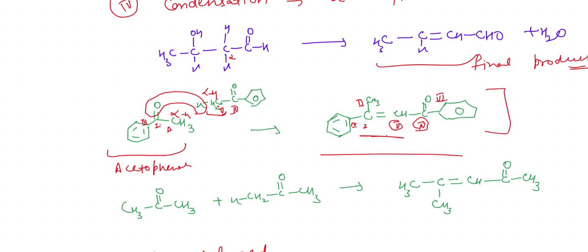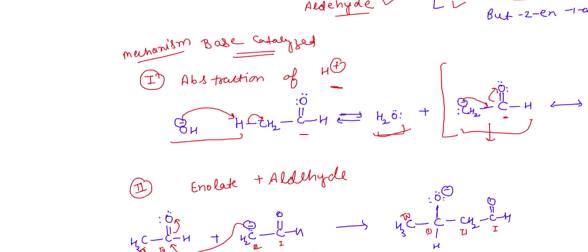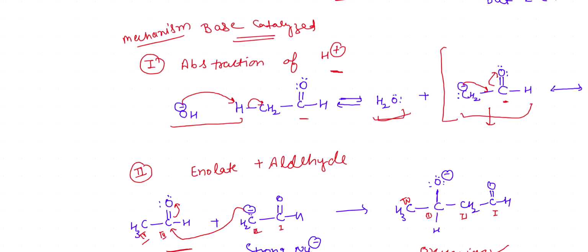Here the base used is dilute NaOH. So it is very clear the base must be in diluted form. If the base is in concentrated form, the base can attack on this carbonyl group. So it will lead to nucleophilic addition reactions, because we don't want nucleophilic addition reactions here. That's why the base used here is dilute in nature.